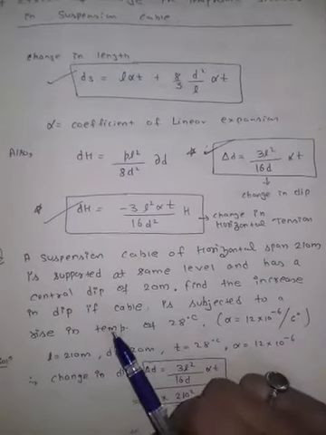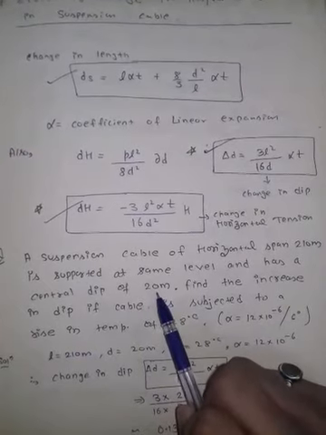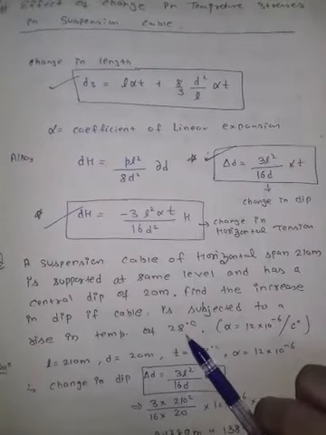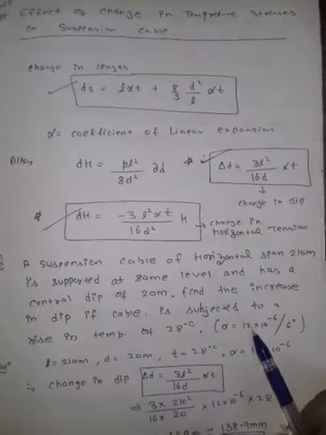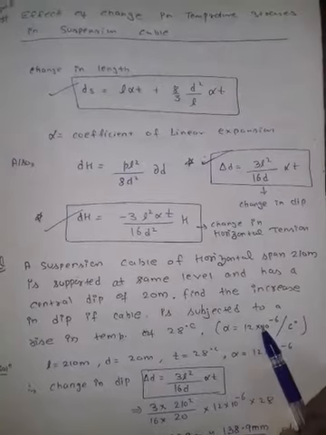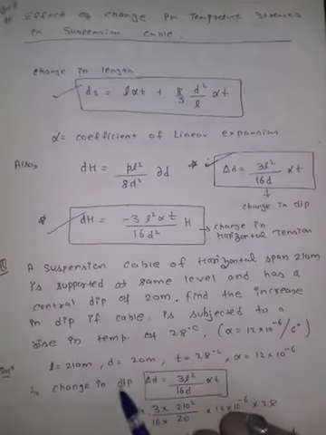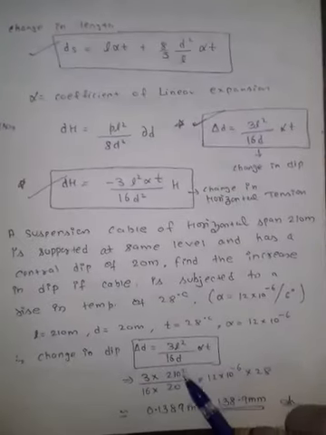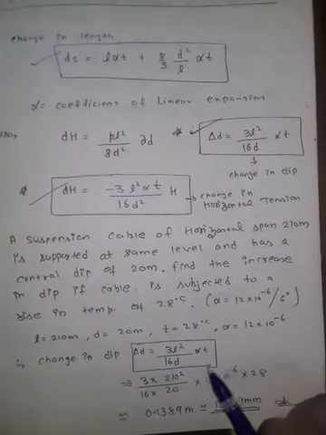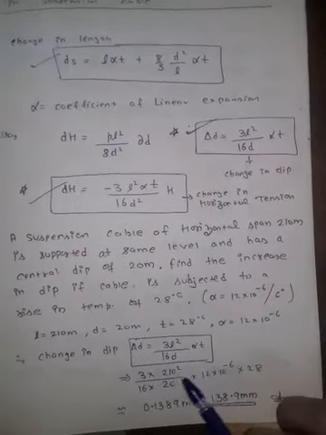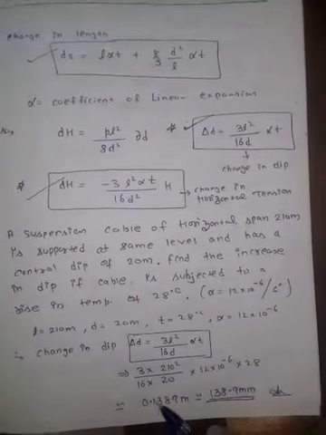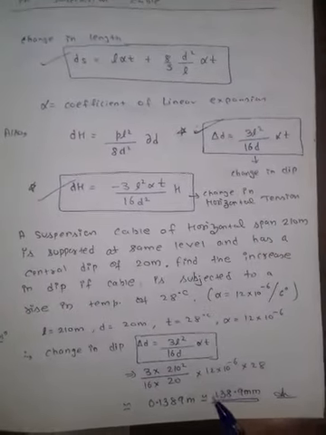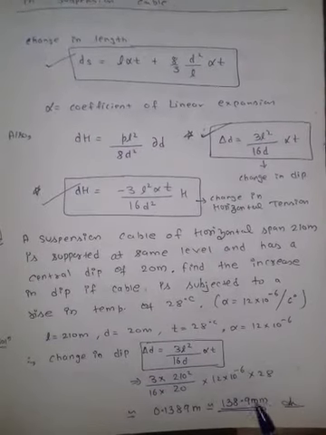In the question we have the dip as 20 meter, horizontal span L equal to 210 meter, T equal to 28, and the coefficient of linear expansion alpha is also given. So we have to calculate the increase in the dip, that is, the change in the dip. The formula for the change in the dip is 3L square upon 16d alpha t. We put the values of L, alpha and t in this equation and calculate the change in the dip as 0.1389 meter, or you can convert it into millimeter by multiplying by 1000. So the change in the dip is 138.9 millimeter.